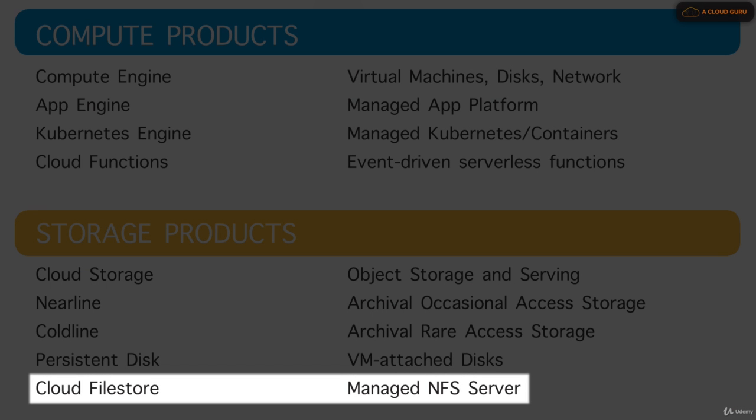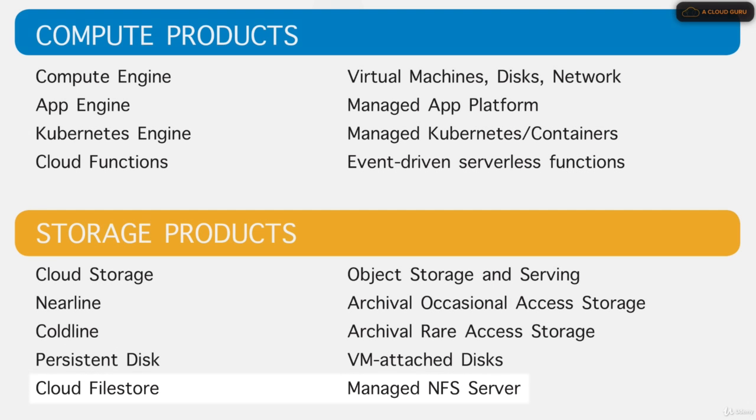Cloud File Store sits between cloud storage and persistent disk, and it is neither object-based nor block-based. Cloud File Store is file-based. Being a managed NFS server, it's a bit more flexible to connect to than persistent disk, and may work better with certain kinds of applications than the object-based cloud storage.